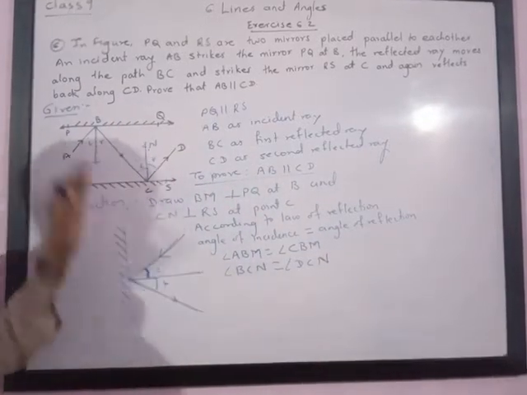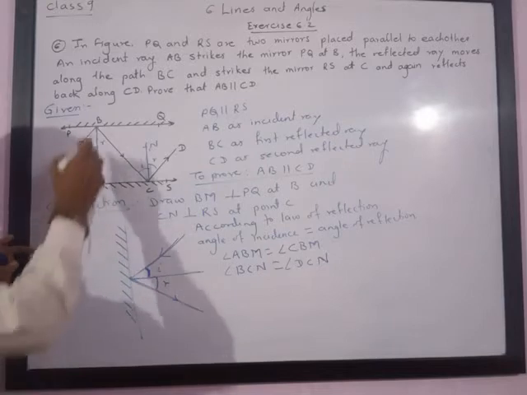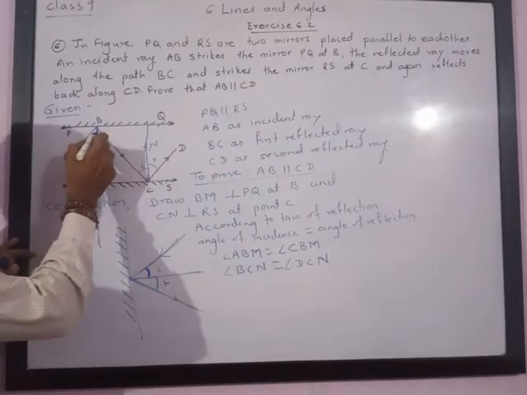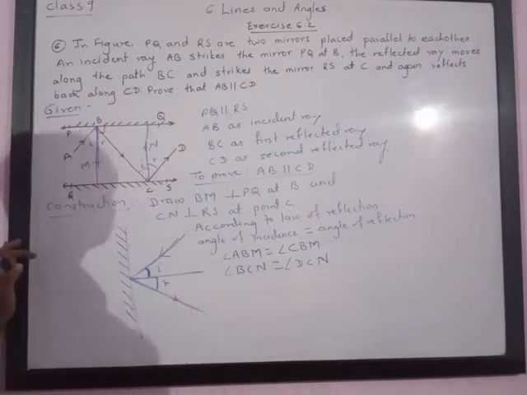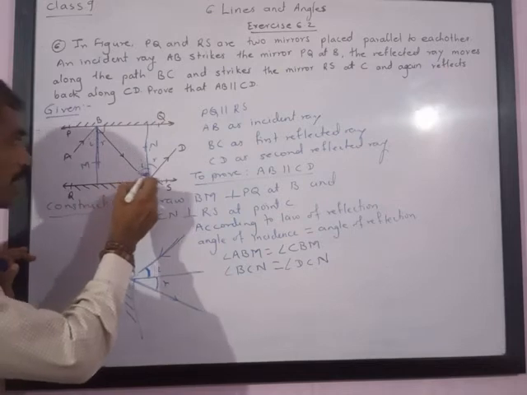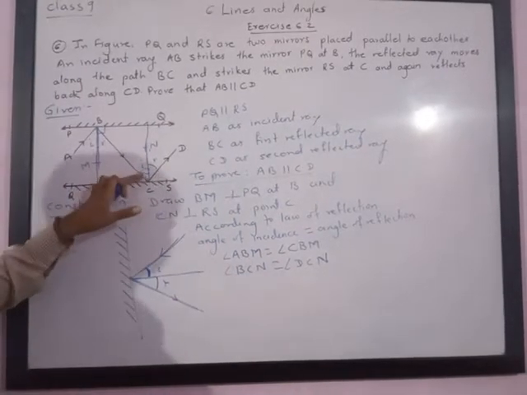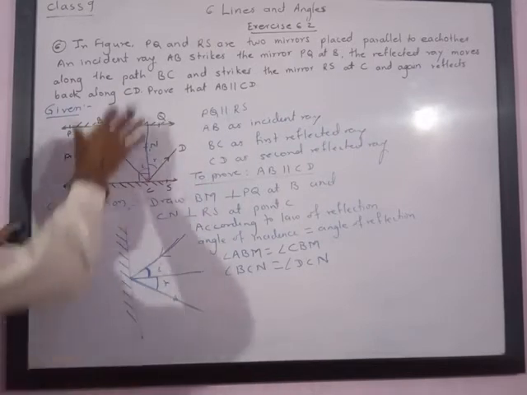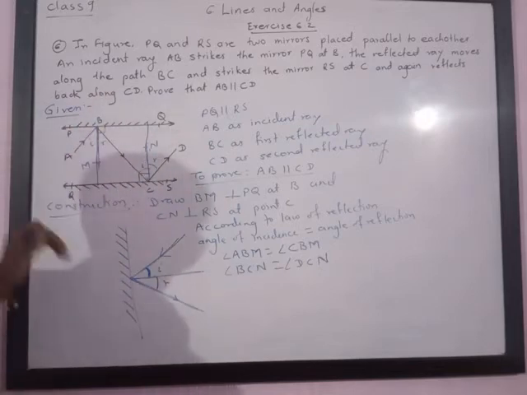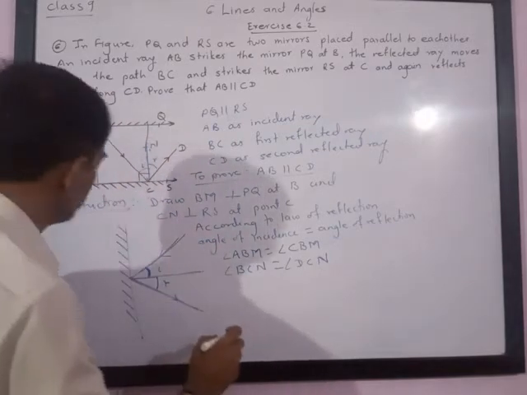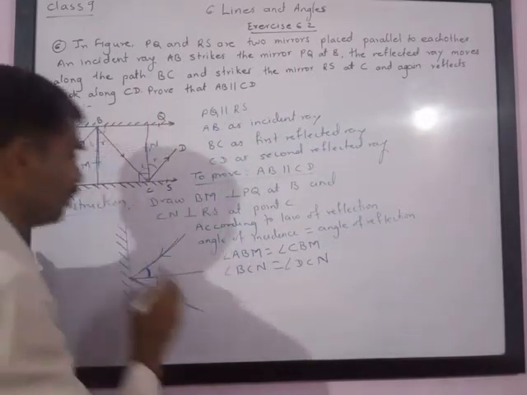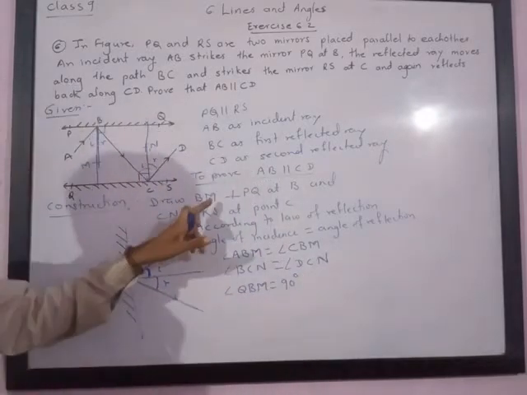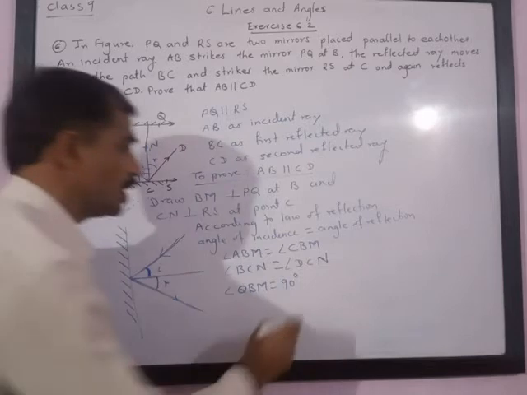Now look at the figure. Here we have drawn perpendiculars, correct? This is perpendicular, so this angle is 90 degrees and this angle is also 90 degrees. Understand this: if alternate angles are equal, it means these two rays are also parallel. Here angle QBM is equal to 90 degrees. That is our construction. BM is perpendicular to PQ.